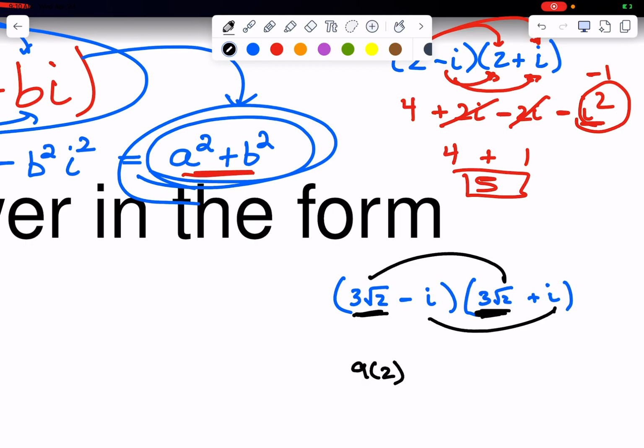3 times 3 is 9. Root 2 times root 2 is 2. And then you get minus i squared. What does i squared become? -1, so you get 18 plus 1, which is what? 19. You'll always get a real number.